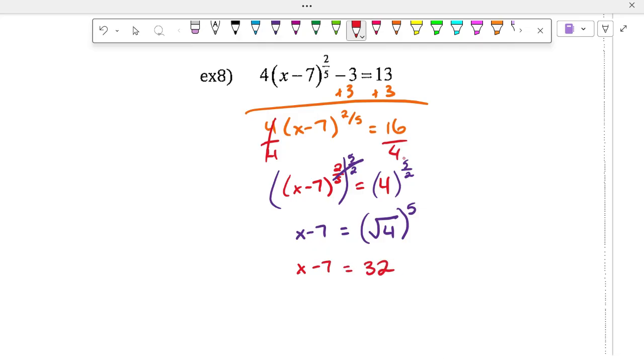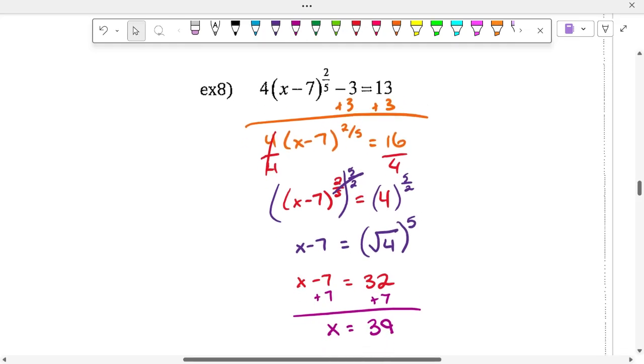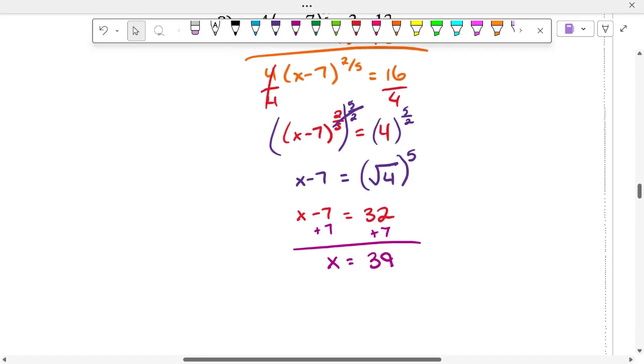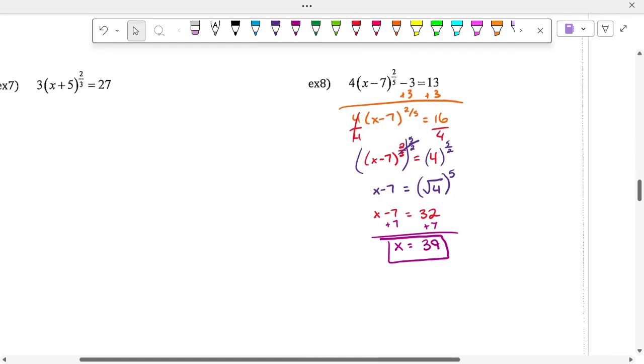And again, guys, if this was with the calculator, you could just put that in your calculator too. I'm just showing you how you can do it in your head. But by all means, put it in your calculator. So then I'm going to add 7 to both sides. X is equal to 39. If I do a quick check of that, 39 minus 7 is 32. The 5th root of 32 is 2. 2 squared is 4. 4 times 4 is 16. Minus 3 is 13. It works.